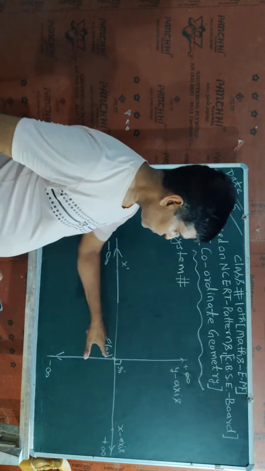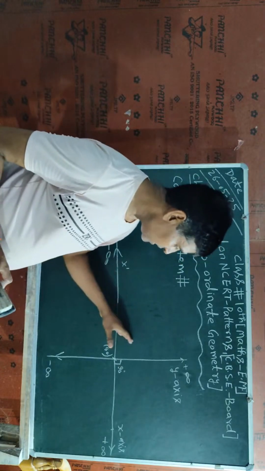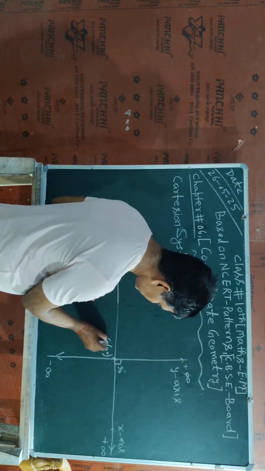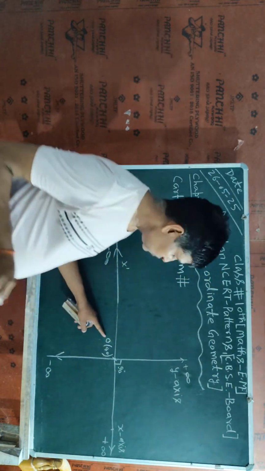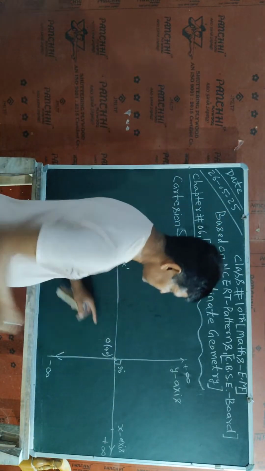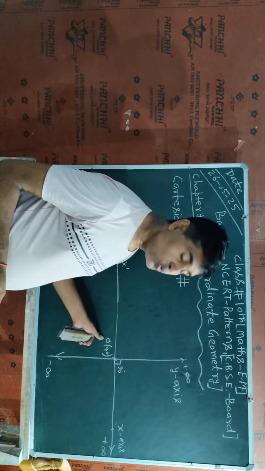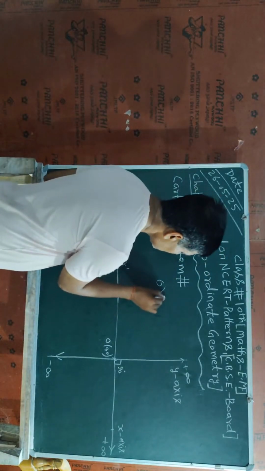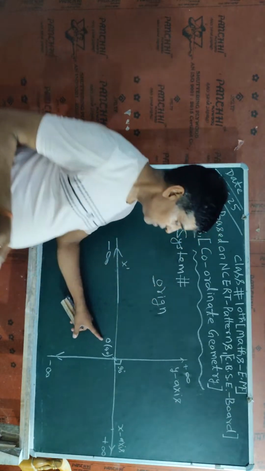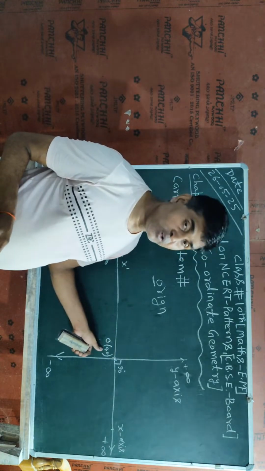Now these two lines are intersecting each other, and the point we get is known as the origin. So this is the point O, also called the point of intersection, and it is represented as O. The origin starts from O. So this intersection point will be O, and its coordinate value will be (0, 0).